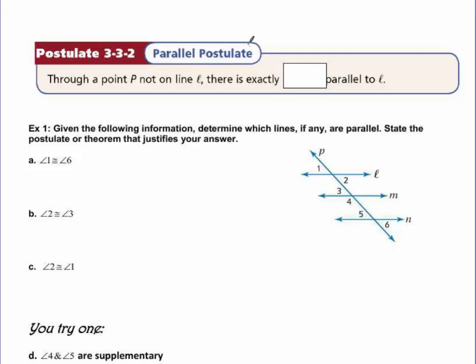All right, so another postulate that you need to know, and this is just a thing that we don't worry about proving, it's just something that's true, so you need to know it and be aware of it though. It says through a point P not on line L, there is exactly blank parallel to L. So just think about that. Through a point P not on line L.